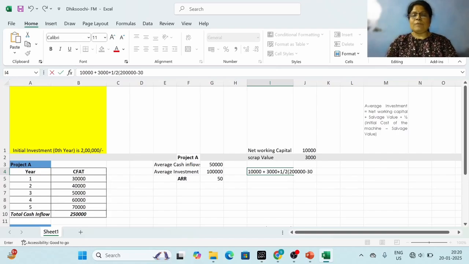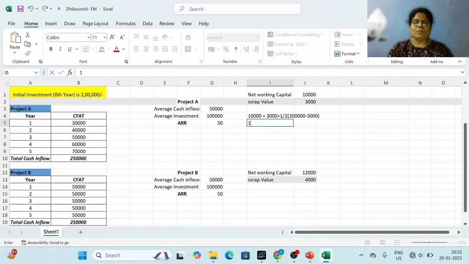So the salvage value is 3,000. Salvage value and scrap value are the same. So 10,000 plus 3,000 is 13,000, right? Plus half of 2 lakhs minus 3,000. So let me write 1 by 2 as it is. Then 2 lakhs minus 3,000 is 1,97,000, right? So that is 13,000 plus 1 by 2 of 1,97,000.